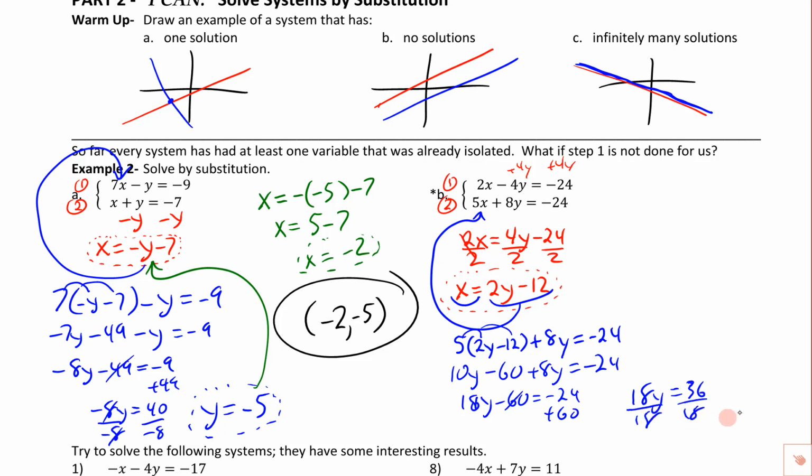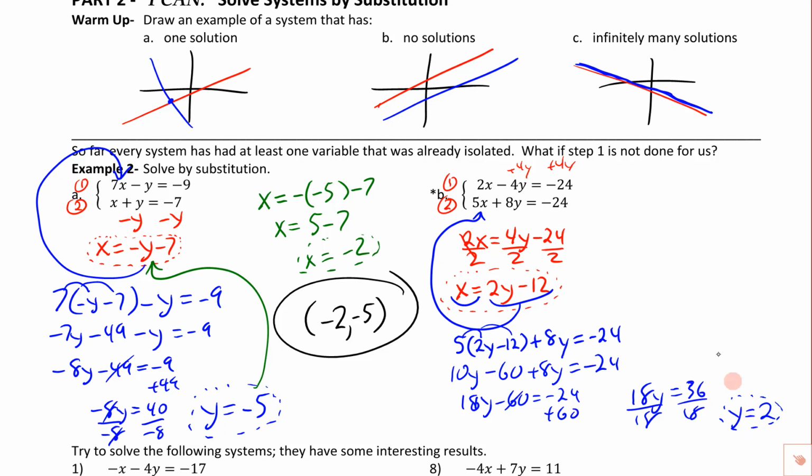Luckily, this goes in evenly, so we end up with a fairly nice answer. We end up with y equals 2. So I'm going to put a dotted circle around that. So we know what one of the variables equals. Now we just need to find out what the other one is. So we've got y, we need to figure out what x is.